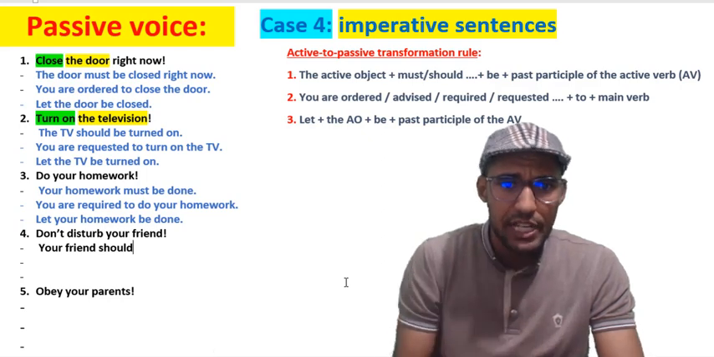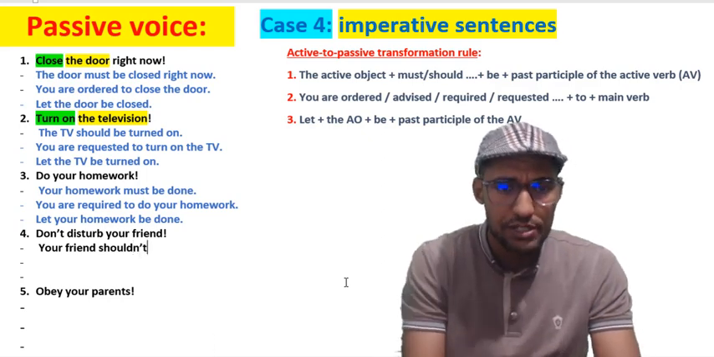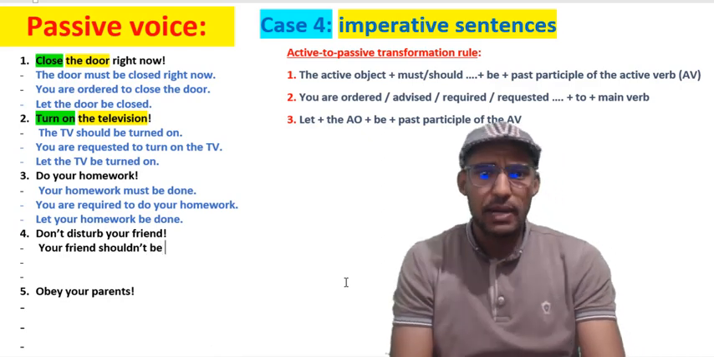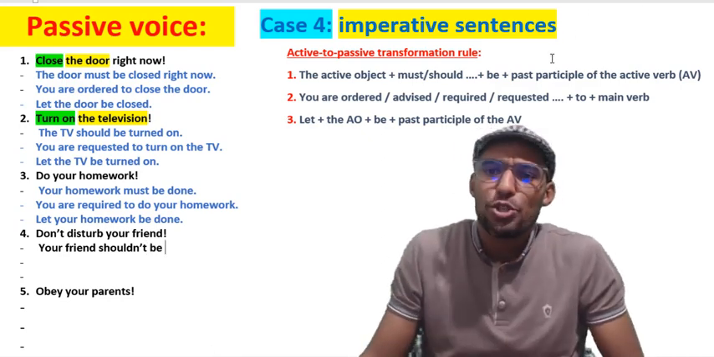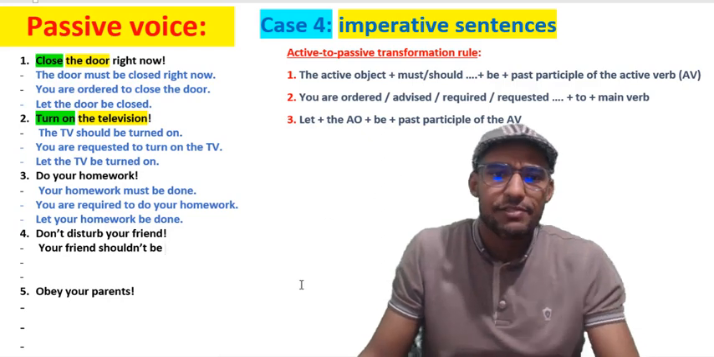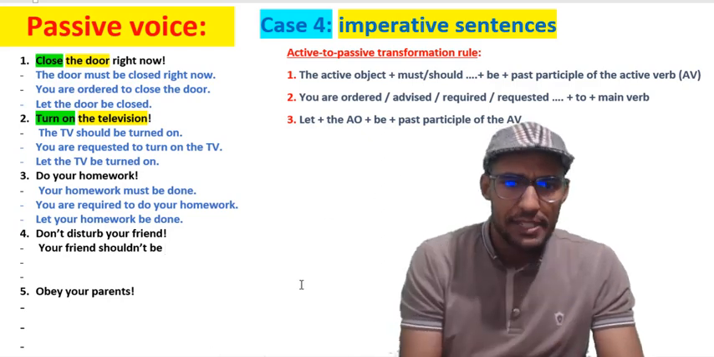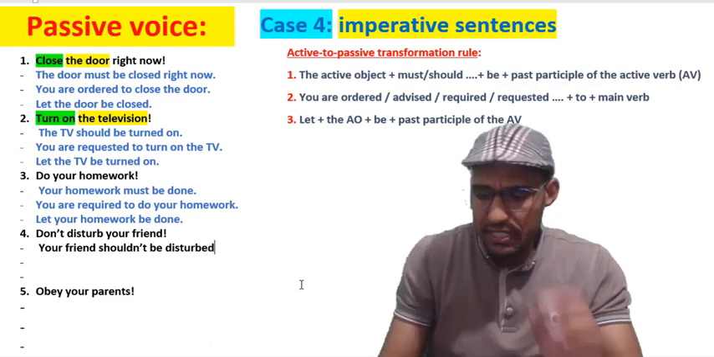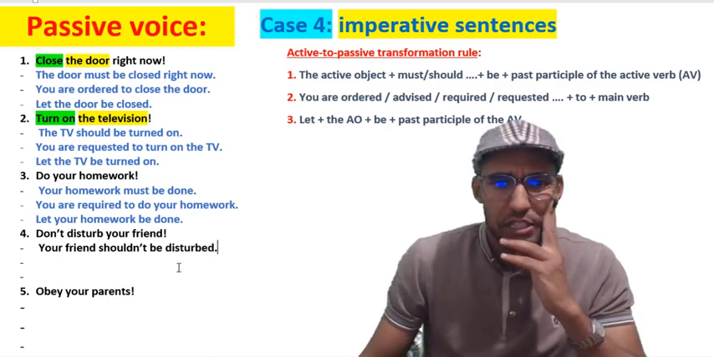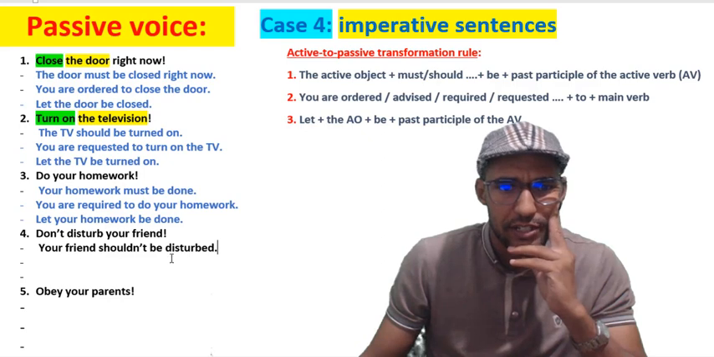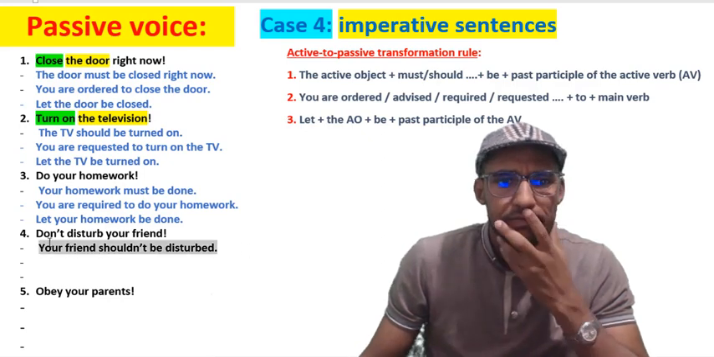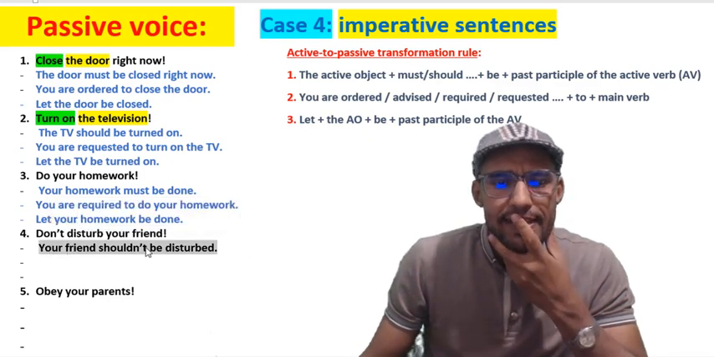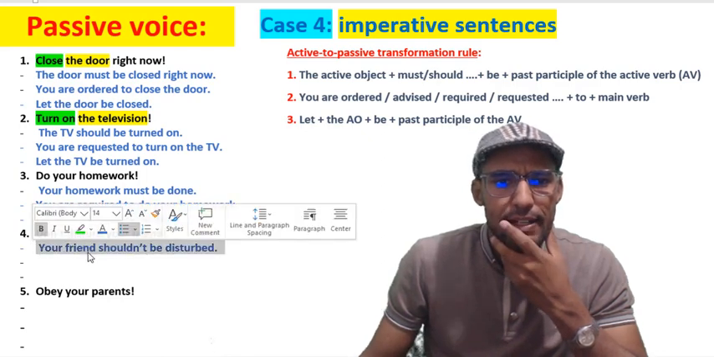We have here don't in the negative form, so we say shouldn't plus be plus the past participle as usual of the active verb. Shouldn't be disturbed. The past participle of the verb here would be disturbed, right? It's a regular verb. Okay, here we go, guys. So let's put this in blue, right?